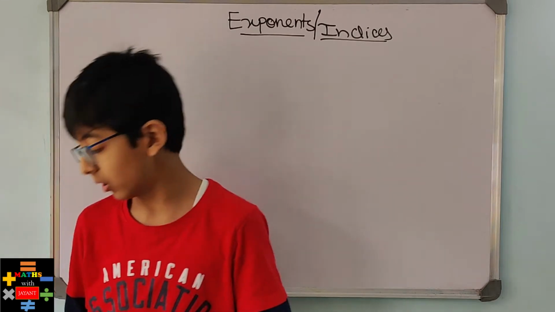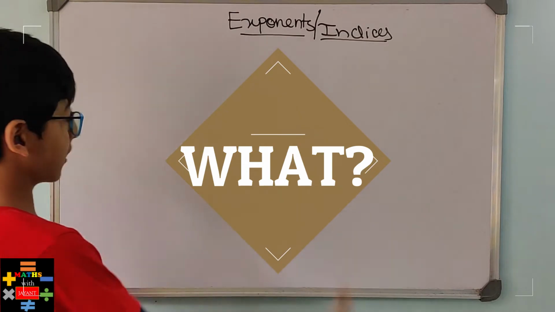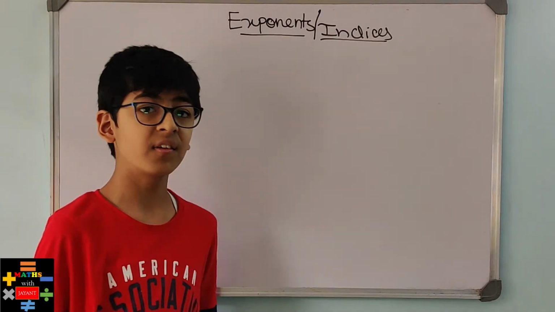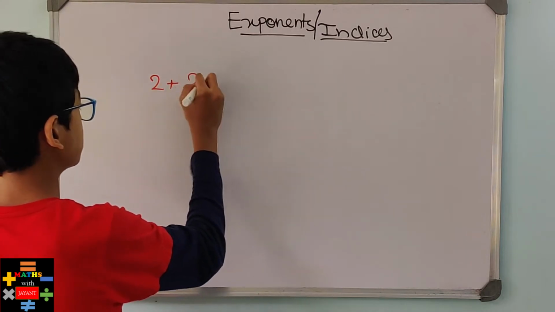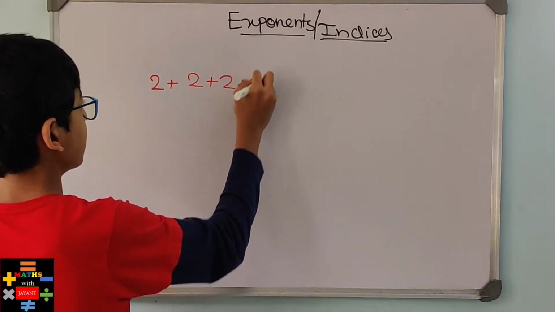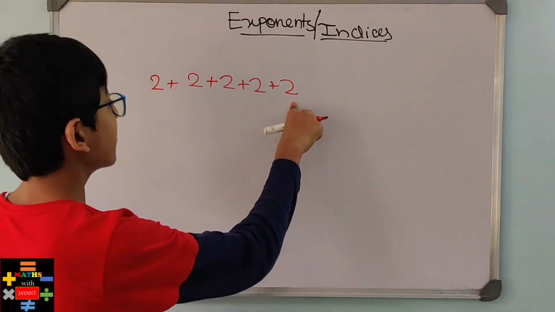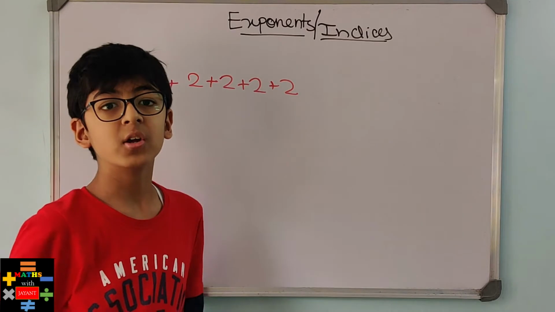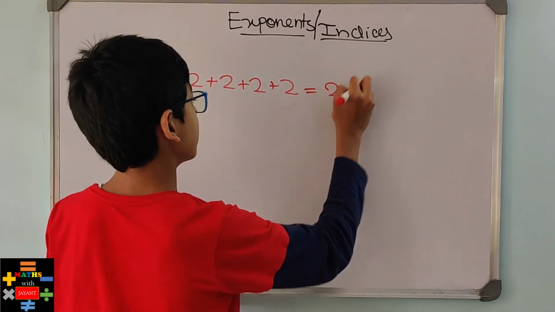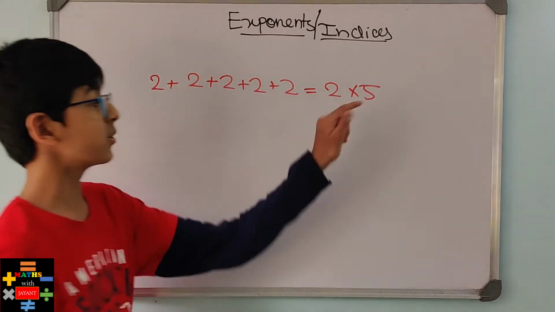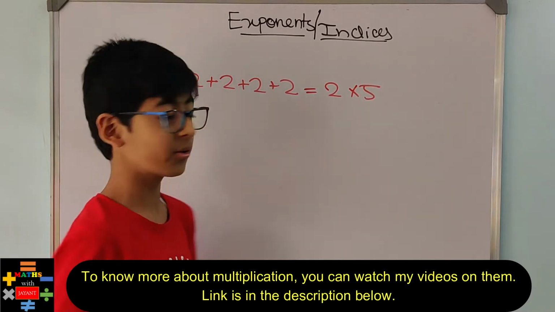First of all, what are exponents? First let us revise multiplication. Suppose I have 2 plus 2 plus 2 plus 2 plus 2. Here 2 is being added how many times? 2 is being added 5 times. So we can shorten this as 2 into 5. If you want to know more about multiplication, you can watch my videos on that.